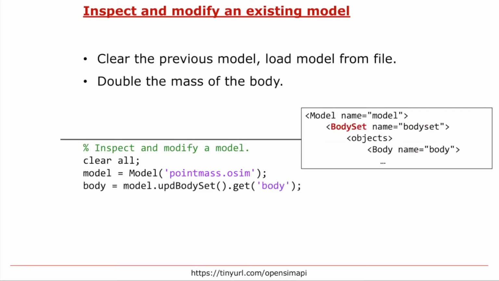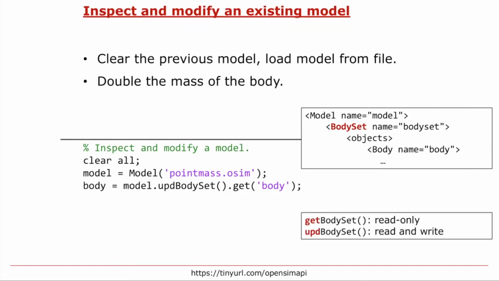The change I want to make is to double the mass of the point mass. So we need to access the body object from within the model. To do this, you ask the model for the body set, then get the body by its name. The model class has a function updBodySet, which may sound familiar to you if you've opened an OpenSim XML file and seen a tag body set, as shown on the right.